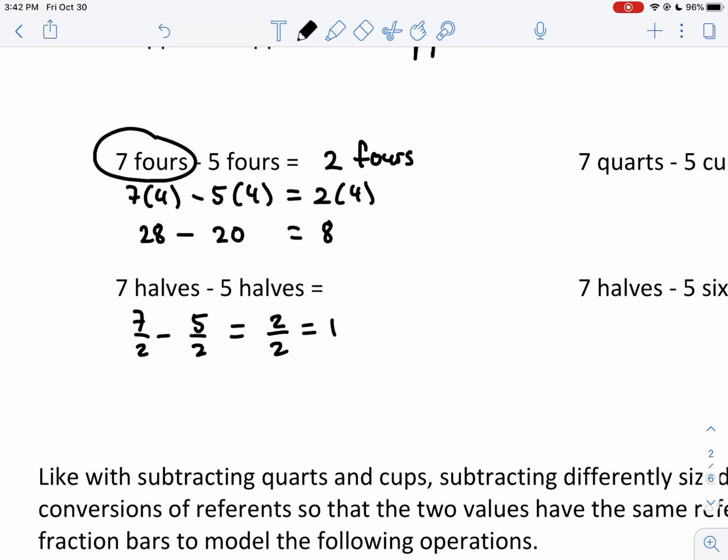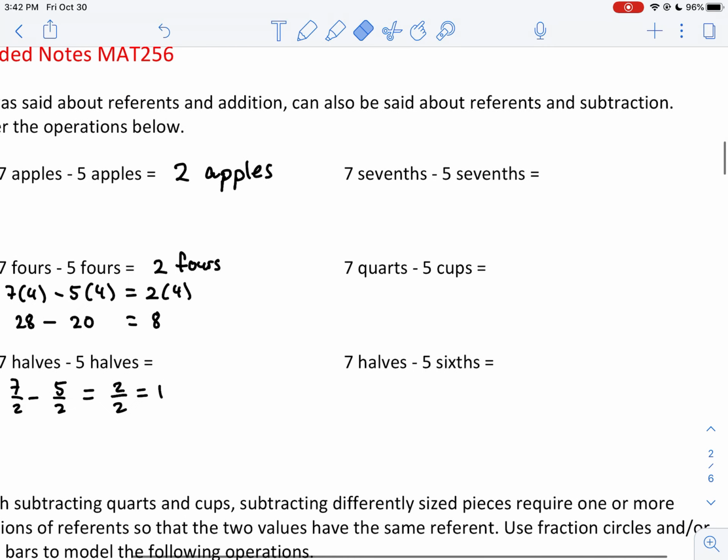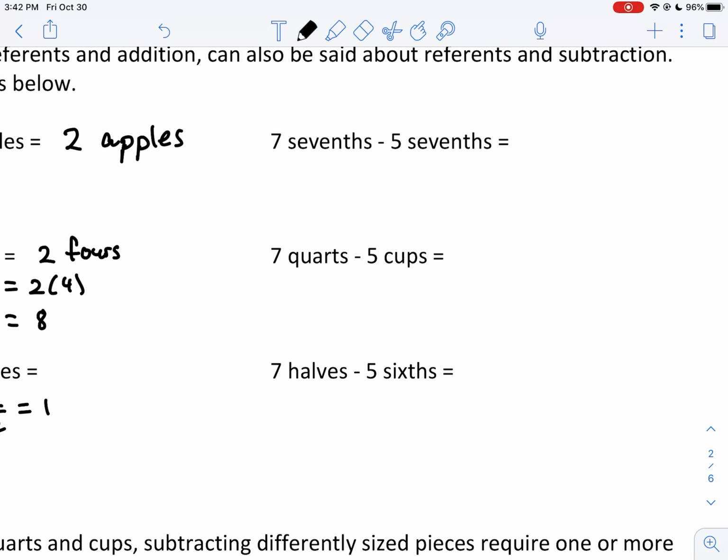When I say 7 fours, that's naked math. But you can think of the four as a unit if you want, but you should still be thinking about some concrete unit as well, like 7 copies of 4 apples. So 7, 4 apples. In other words, 28 apples. 7 sevenths minus 5 sevenths, right? We have 7 sevenths minus 5 sevenths, and we get 2 sevenths is the difference. Again, referring to some whole, 2 sevenths of a pie or something.